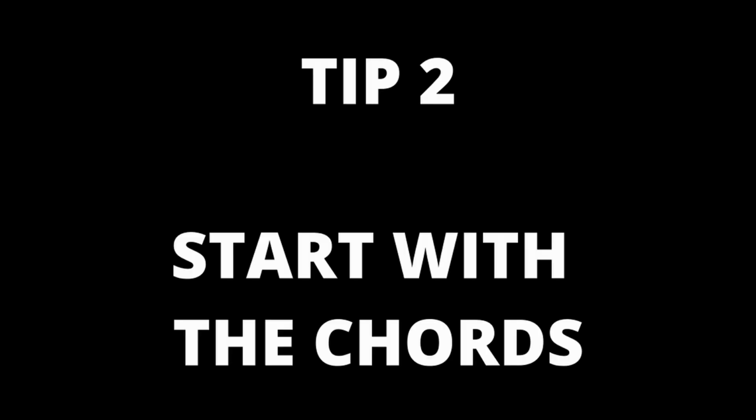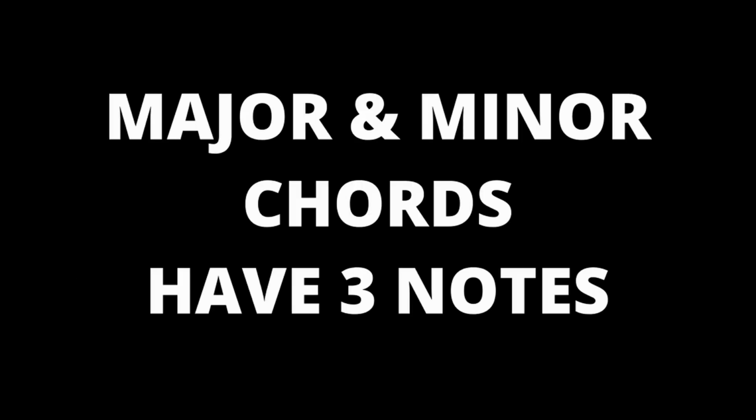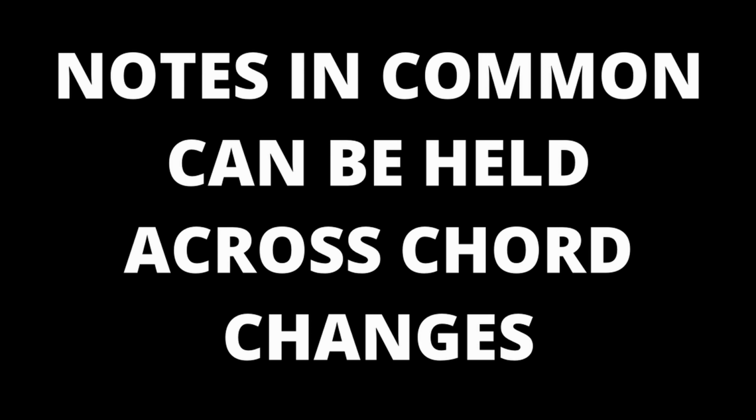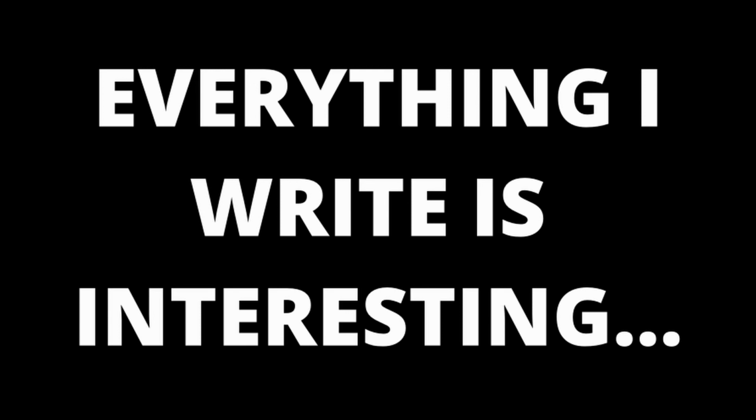Tip number 2. Start with the chords. The easiest way to create a melody is to use the notes from the chords playing in the song. Each standard major and minor chord has 3 notes. This means that as the chords change, our selection of notes change. Some chords have notes in common which allow us to hold a note as the chords change. Whilst this is the easiest melody writing technique, it does create very predictable, safe-sounding tunes. If you want to write something a little more interesting, then this next tip is for you.